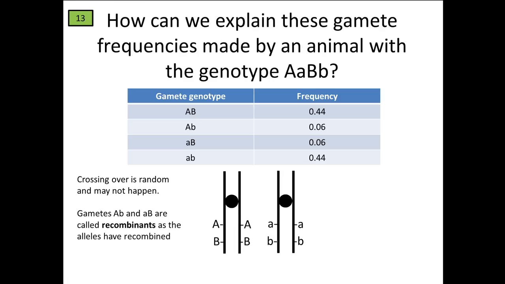these are our chromosomes, and crossing over happens, but it's a rare occurrence where the big B and the little b are crossed over. So the gametes big A, little b, and little a, big B are called recombinants, these two, because the alleles have recombined. The crossing over is random and may not happen. So some cells I might just get big A and big B, little a and little b, and that happens. Occasionally I'll get some crossing over, and therefore I get these recombinants.